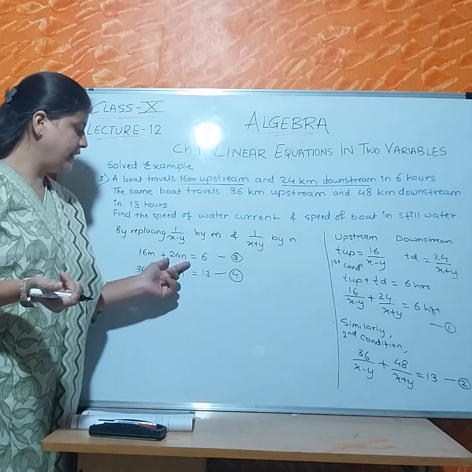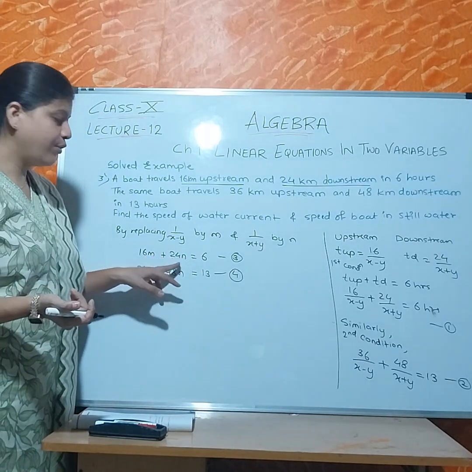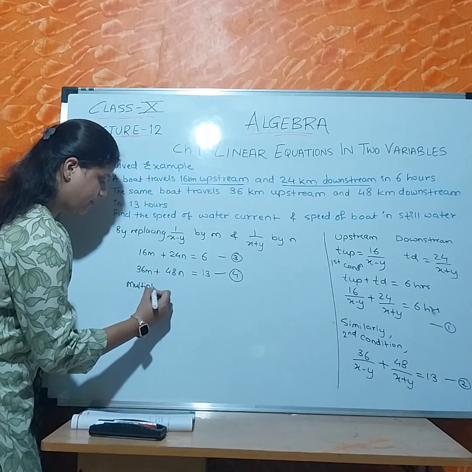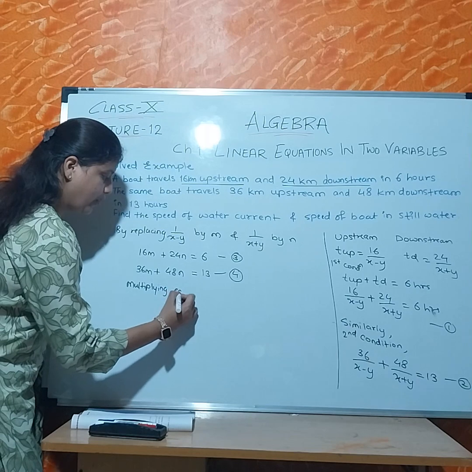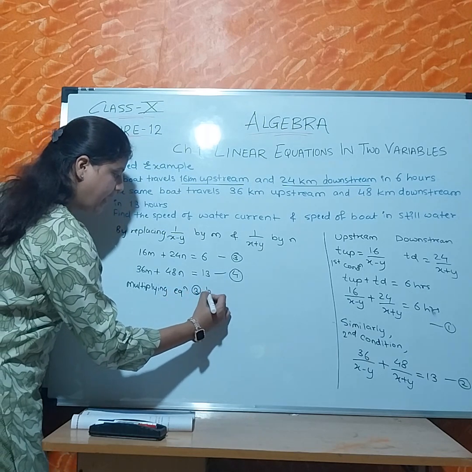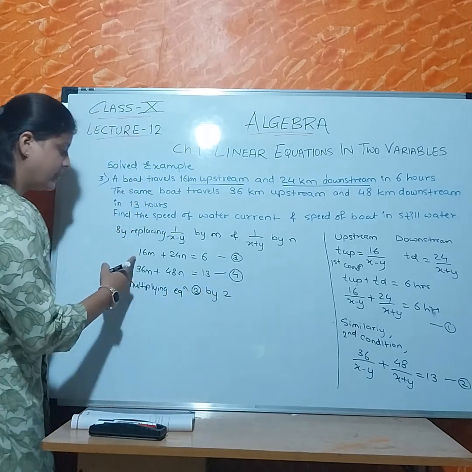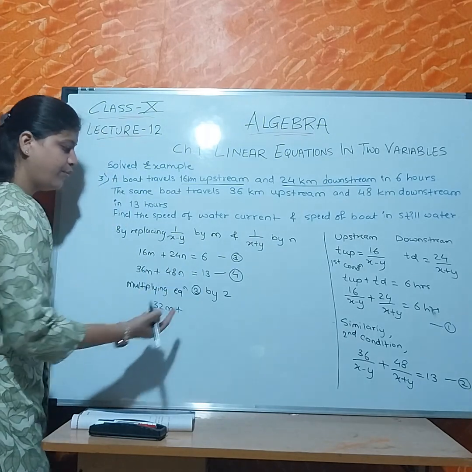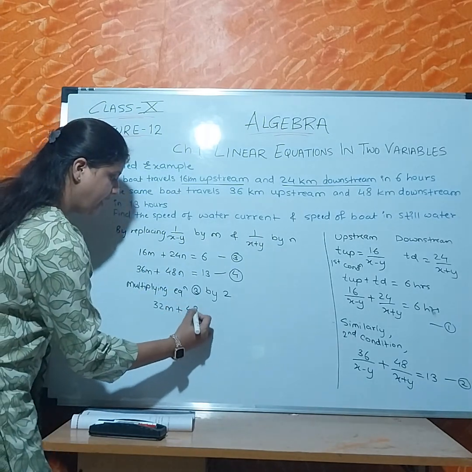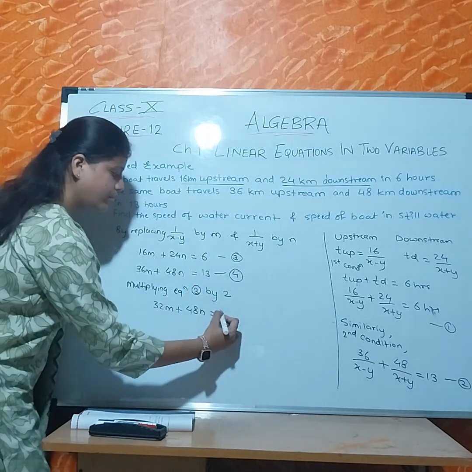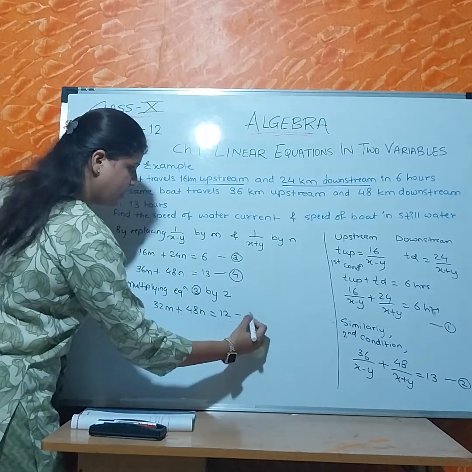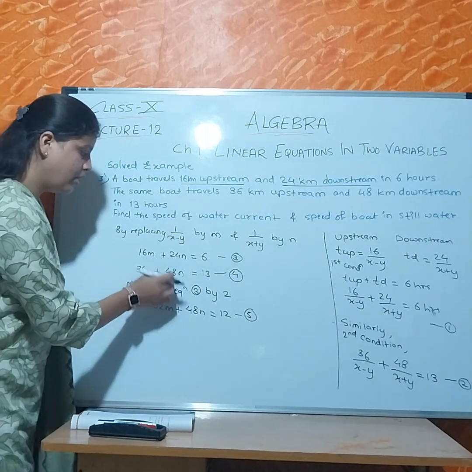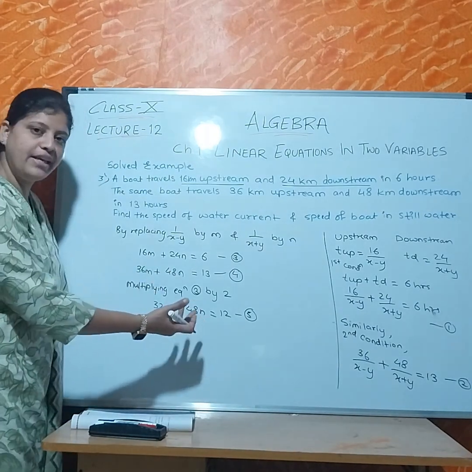So if we multiply this equation by 2, we get here 48. So multiplying equation number 3 by 2, we get 16 into 2, 32m plus 24 into 2, 48n is equal to 6 into 2, 12. This is our equation number 5. Now we will solve both of these equations as we got the coefficient of variable n equal.